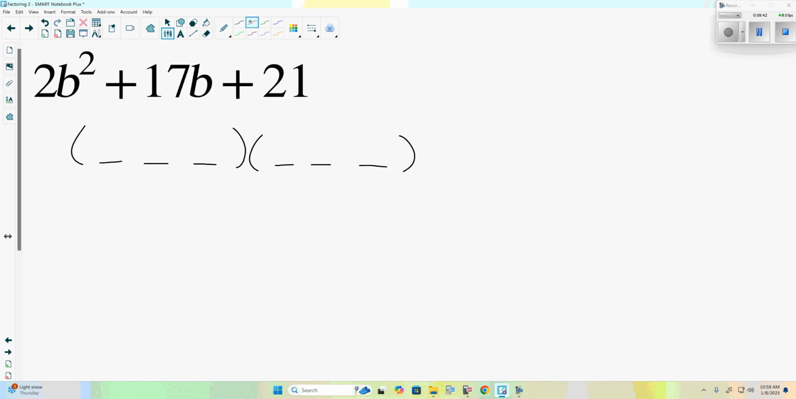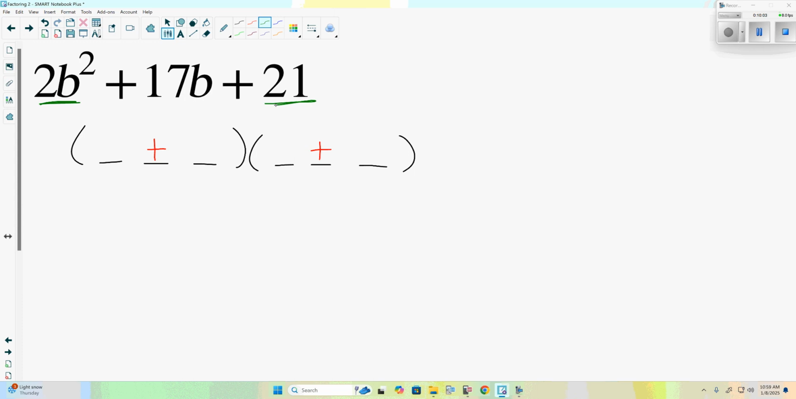Now, we need to find the sign. Since the third term is positive, the signs are going to be the same and match the sign of the middle term, which is also plus. So here we're going to have plus and plus. Our next step is to find the factors of the first and third term. So our 2b squared and 21.